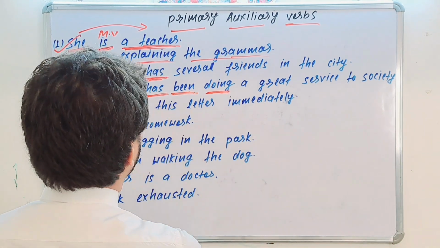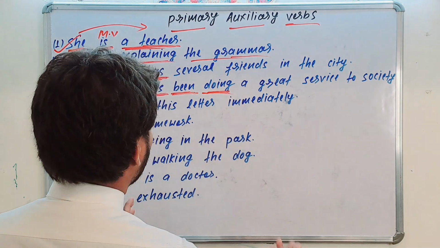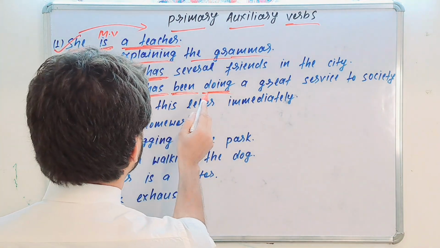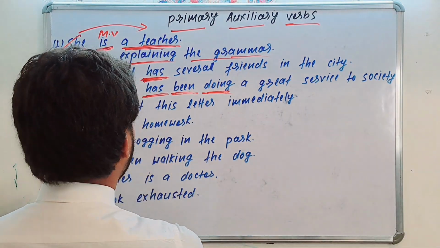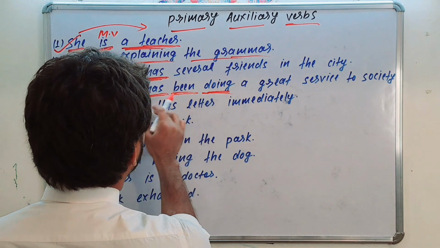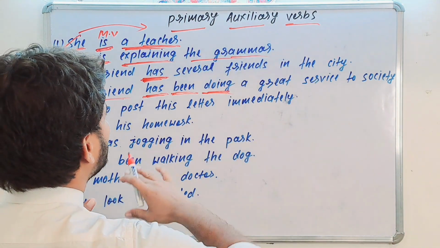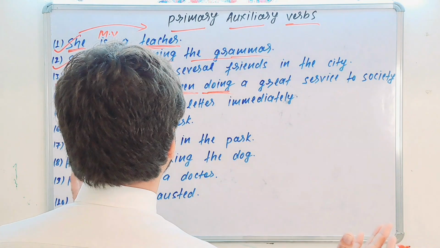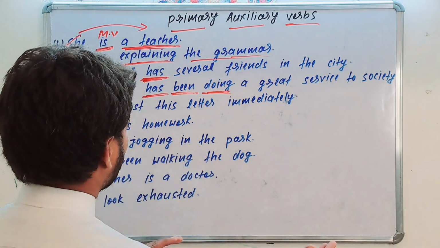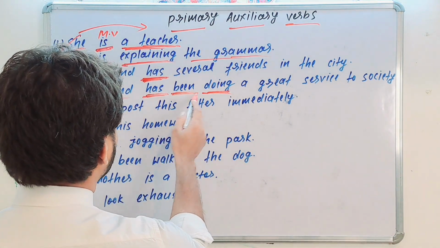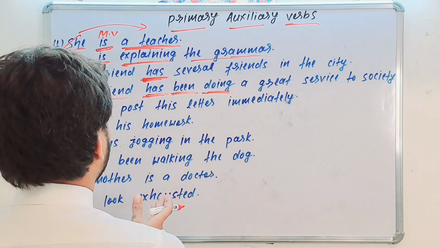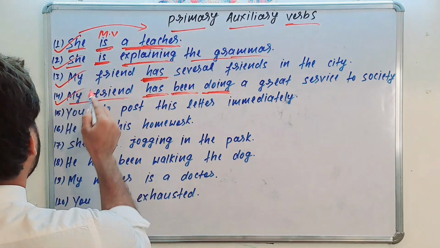Why are these helping verbs? Because the main verb is available, so that's why these are working as helping verbs. These are has and been. These are primary auxiliary verbs, so they can be used as both helping verbs or main verbs, but here in this sentence has been is used as helping verbs. Let's see the next one.